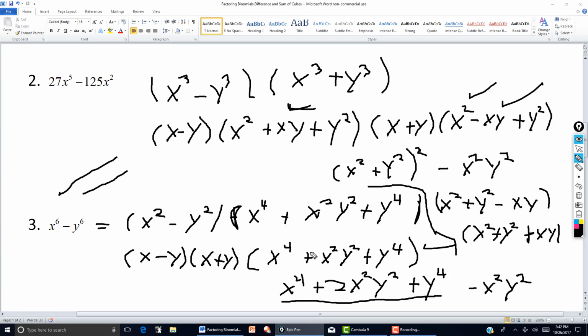But this second method will involve a little trick. If you use a difference of cubes, it's going to be a little bit more difficult. You have to go through this little trick here.